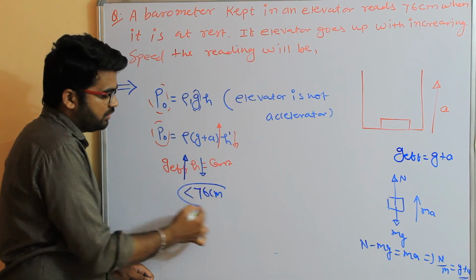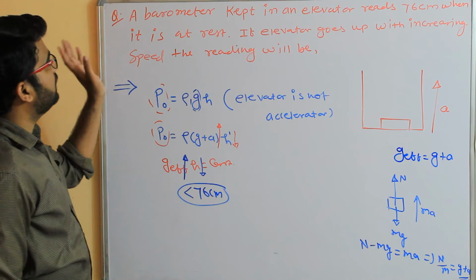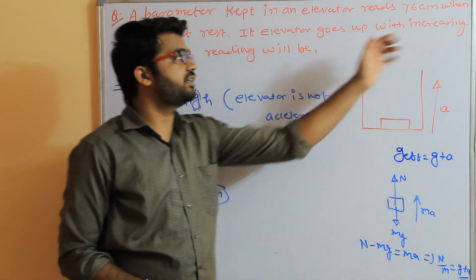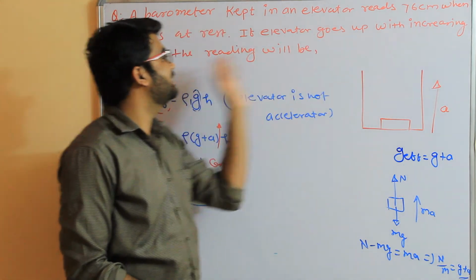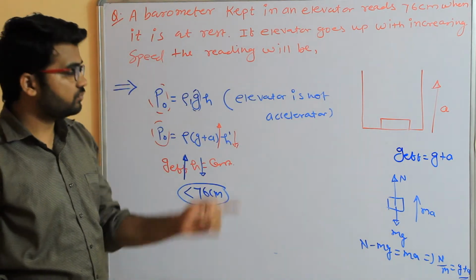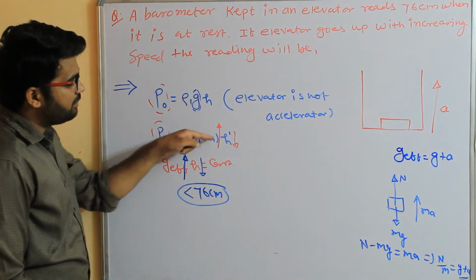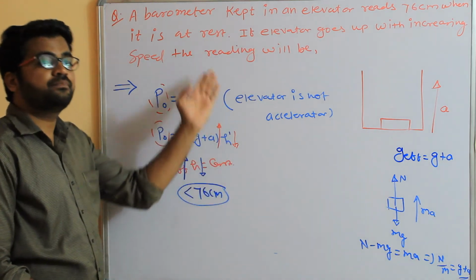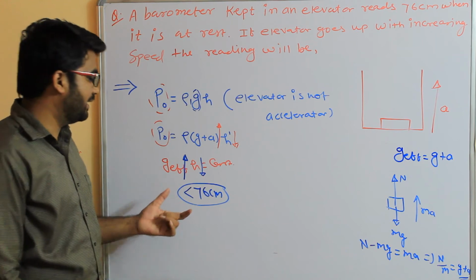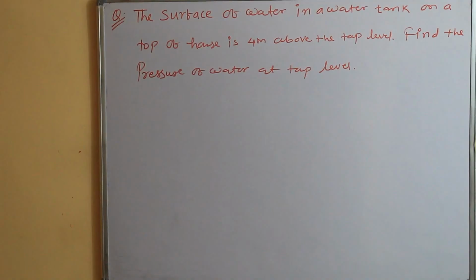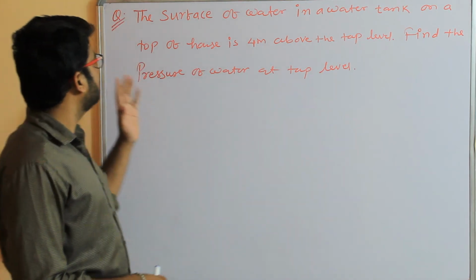Now this is the solution to this question. If the next question is given, a barometer kept in an elevator reads 76 centimeter when it is at rest, same. If the elevator goes down with increasing speed, the reading will be? Now in that case, here only g minus a will be there. As g minus a decreases, h must increase, and in that case, the reading must be greater than 76 centimeter.